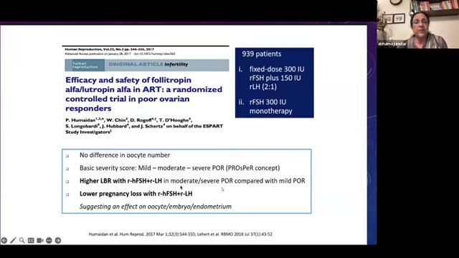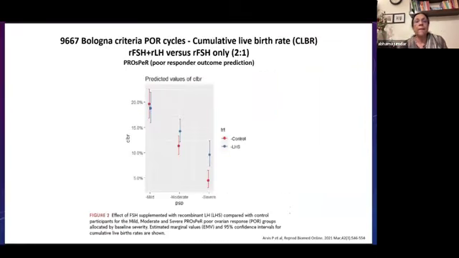But there was a higher live birth rate when they gave the combination of FSH and LH in moderate and severe POR. So in mild, you can get away with just giving FSH, but if there is a severe or moderate score for POR, poor ovarian reserve, compared to mild, then there is a higher live birth rate if we add LH, and a lower pregnancy loss rate also in this group. So there is an effect of adding LH in this group, not only on the number of oocytes, but also on embryo formation and the endometrium.